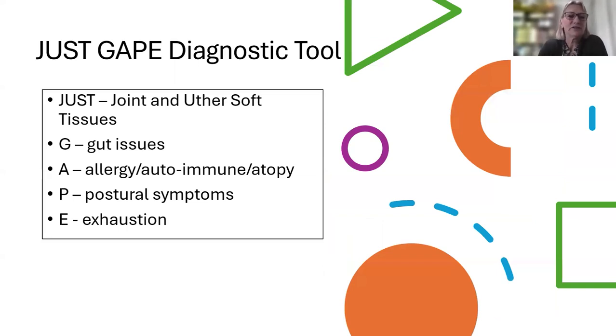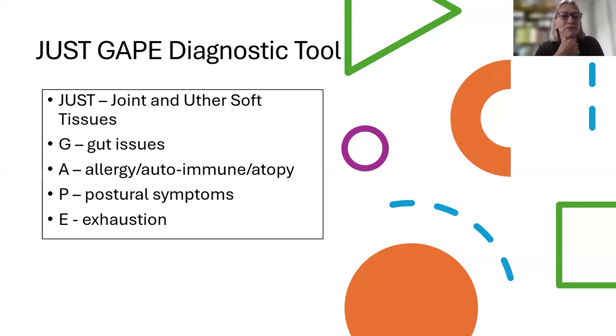And last of all, just the GAPE diagnostic tool. So people use this as well for diagnosis, and J stands for joint and other soft tissues. So that's looking at hypermobility, extensible skin, stretchy skin, skin abnormalities, scarring, hernias, all of that sort of thing. Dislocations would be in that first category.